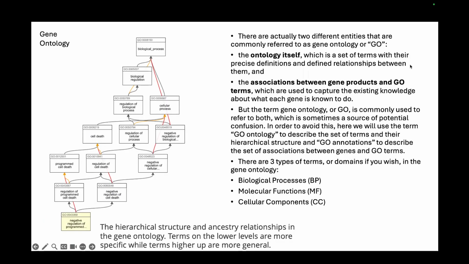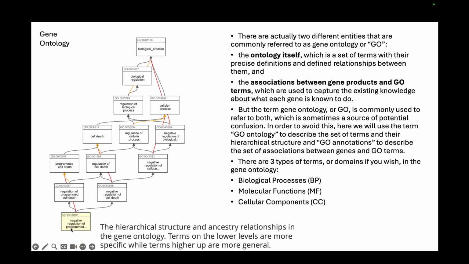There are actually two different entities that are commonly referred to as gene ontology: the ontology itself and the association between the gene products and the gene ontology terms. But the term gene ontology is commonly used to refer to both, which is sometimes a source of potential confusion. In order to avoid this, here we will refer to the term GO ontology to describe the set of terms and their hierarchical structure, and GO annotations to describe the set of associations between the genes and the GO terms. There are three types of terms or domains in gene ontology, as I was saying: biological processes, molecular function, and cellular components.